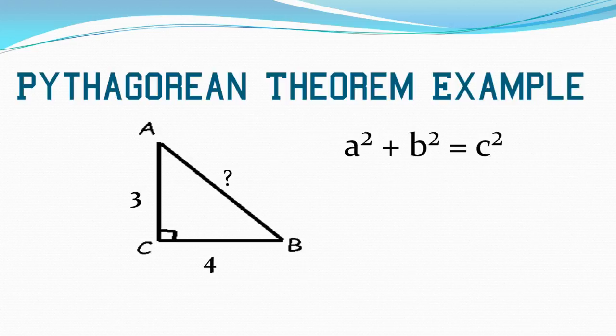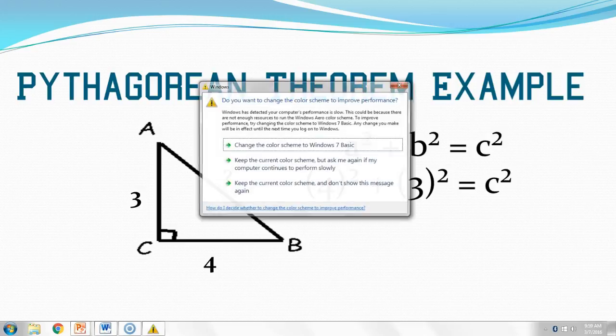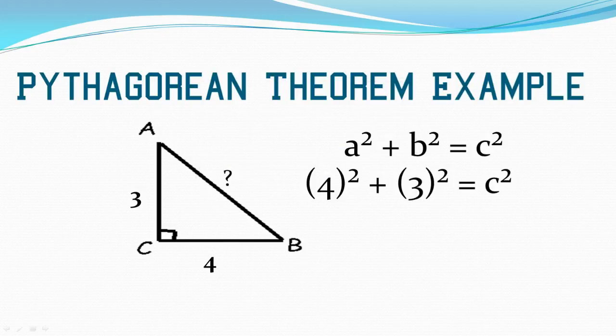Always start by writing out the general formula: a squared plus b squared equals c squared. We have two of our sides, and it's not the hypotenuse. The hypotenuse is always c. Here I have a and I have b, so I'm going to plug those in. 4 squared plus 3 squared equals c squared. So I'm going to simplify or evaluate 4 squared and 3 squared. That's going to give me 16 plus 9 equals c squared.